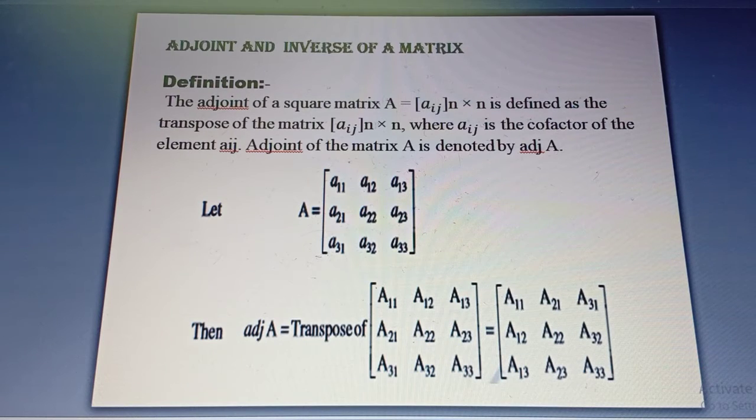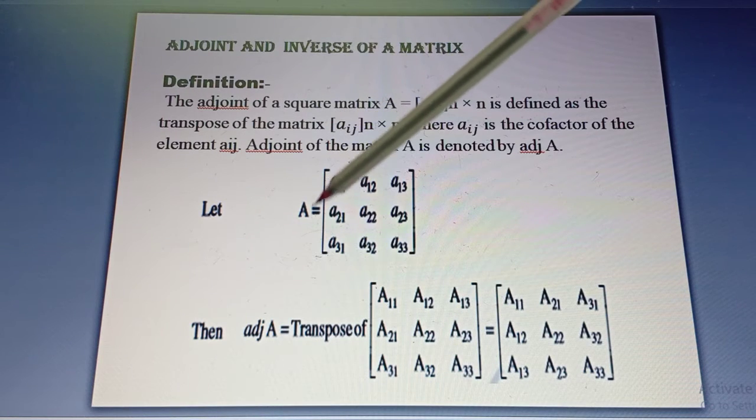So students, the adjoint of a square matrix A is defined as the transpose of the matrix where capital Aij is the cofactor of the element aij. So students, adjoint is nothing but the transpose of the cofactor matrix of A. Okay students, adjoint of a matrix is defined as the transpose of the cofactor matrix of A.